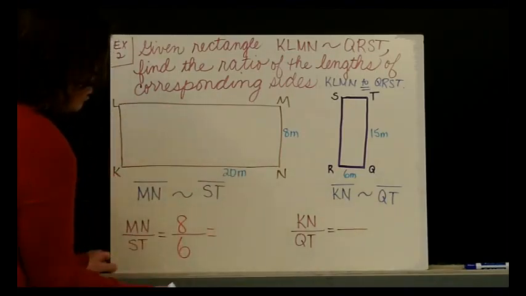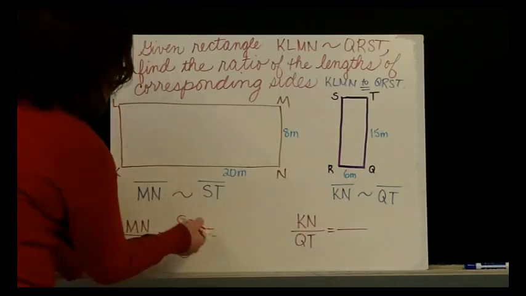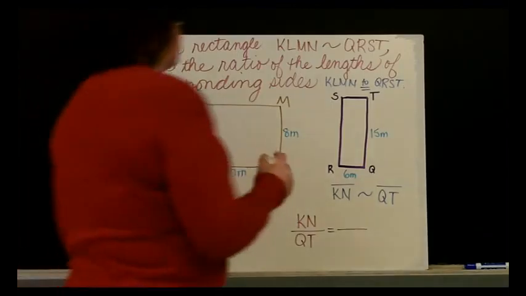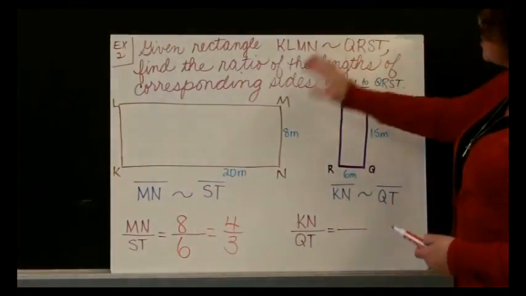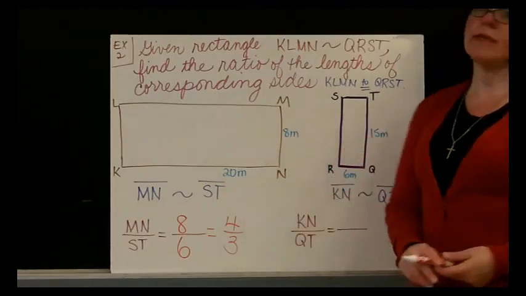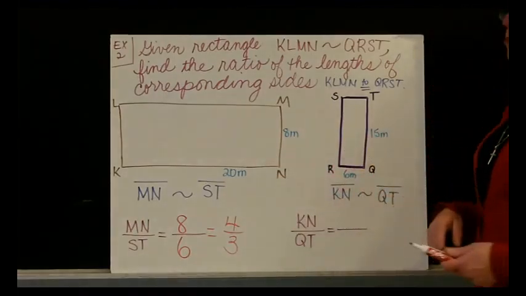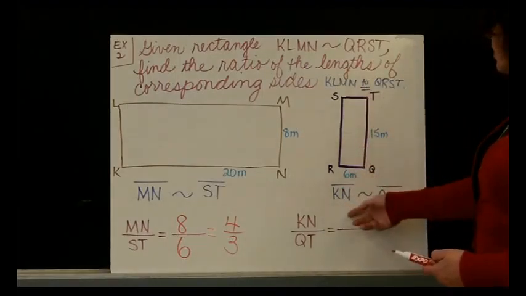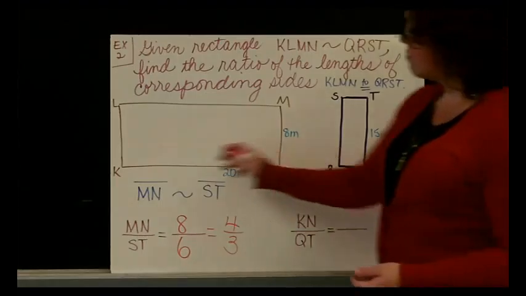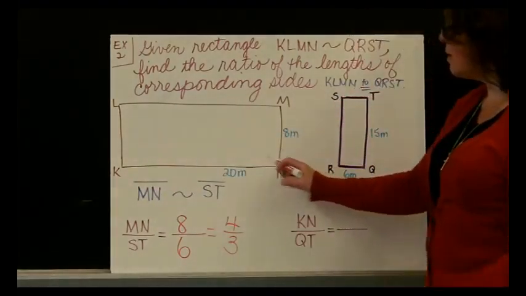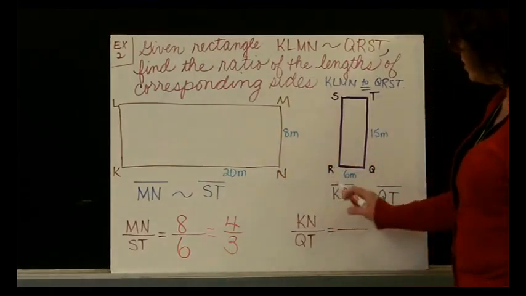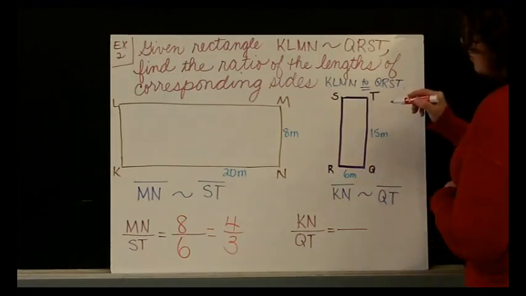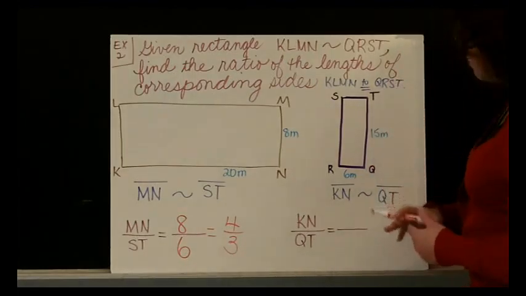So the greatest common factor of 8 and 6 is 2. So when we divide 2 out of 8 and 6, we end up with 4 over 3. So the ratio of side MN to side ST is 4 to 3. And we're going to follow those same steps to find the proportion of the longer sides in this rectangle. So again, I chose the side that gave us the measurement already, KN, and that is similar to side QT in this second figure.